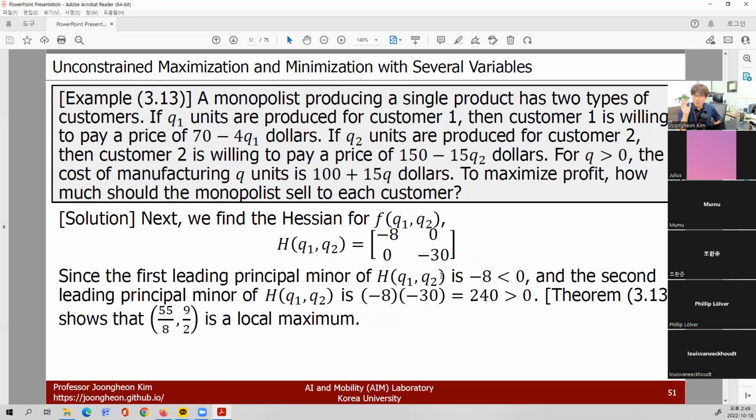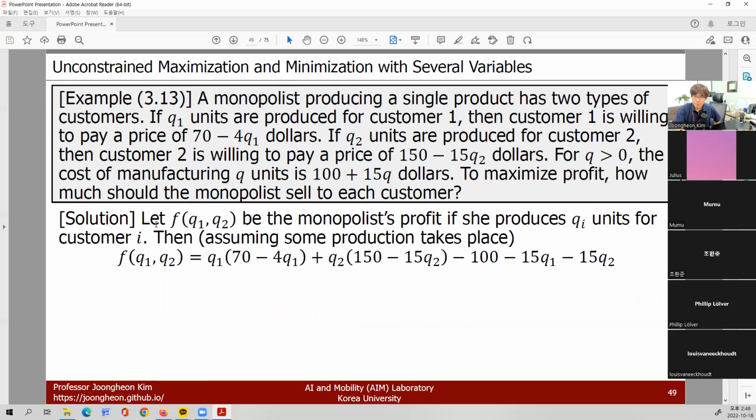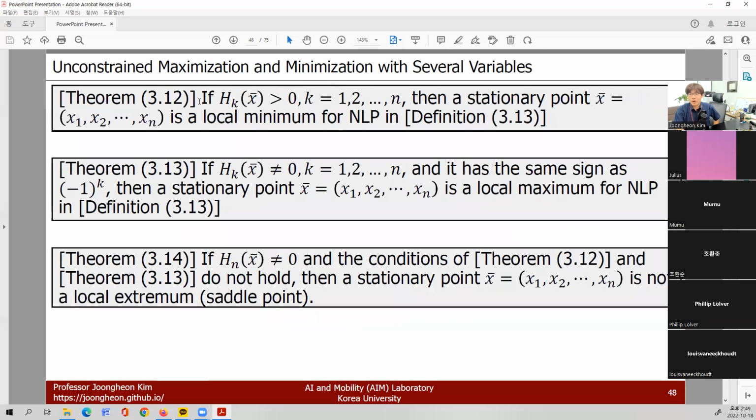Now you have to calculate the principal minors, and this first principal minor is -8, then -30, and then you have to calculate the second principal minor and so forth, right? Now let's go back to the theorem here. Theorem.